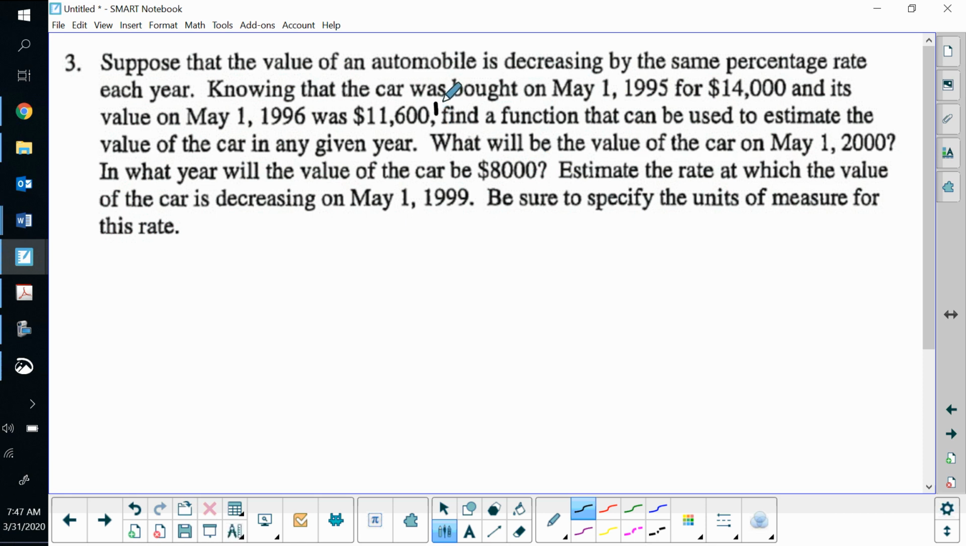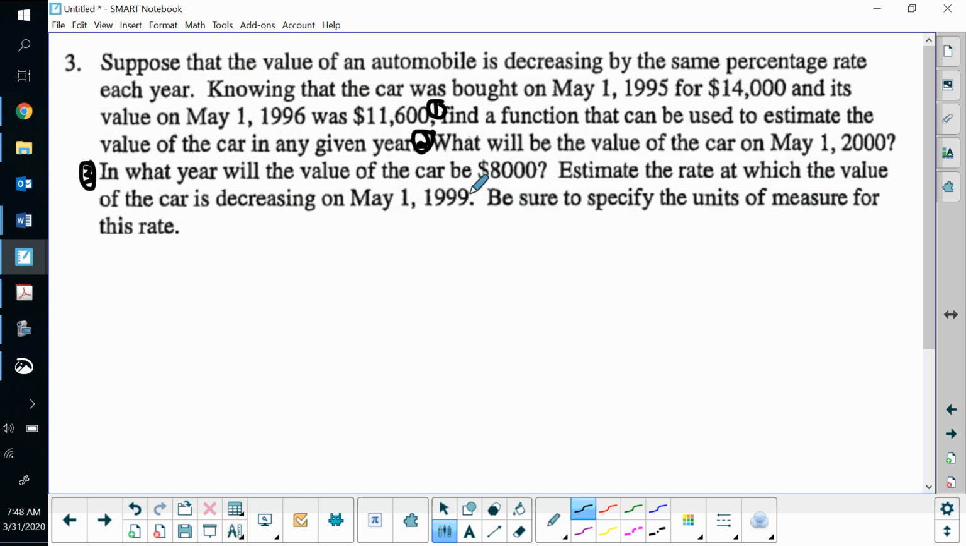You'll be doing your work on a separate paper and sending it to me. Question 1, you should be writing me what that function is. What's the equation for that? Within that equation, remember you have to tell what x and y represent. Then number 2 on the paper you send to me should be what will be the value of the car on May 1st, 2000. Number 3, in what year will the value of the car be 8,000? Again, you have to do this on a separate sheet of paper.